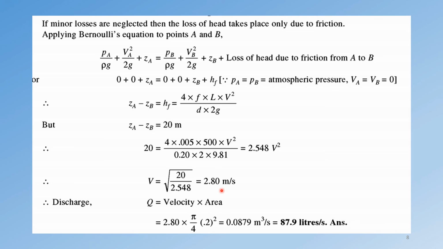Once we have the velocity, we can easily find out the discharge. From the continuity equation, we know that discharge Q is equal to AV. So V is 2.80 into area. It is a circular pipe, so the area will be pi by 4 d square. The discharge is 0.0879 meter cube per second, or converting it into liters per second, we get the answer as 87.9 liters per second.